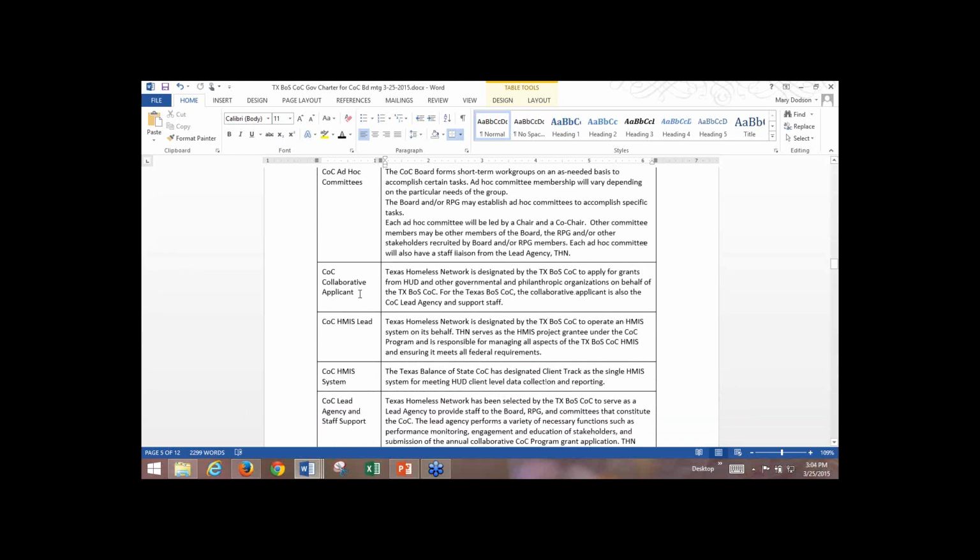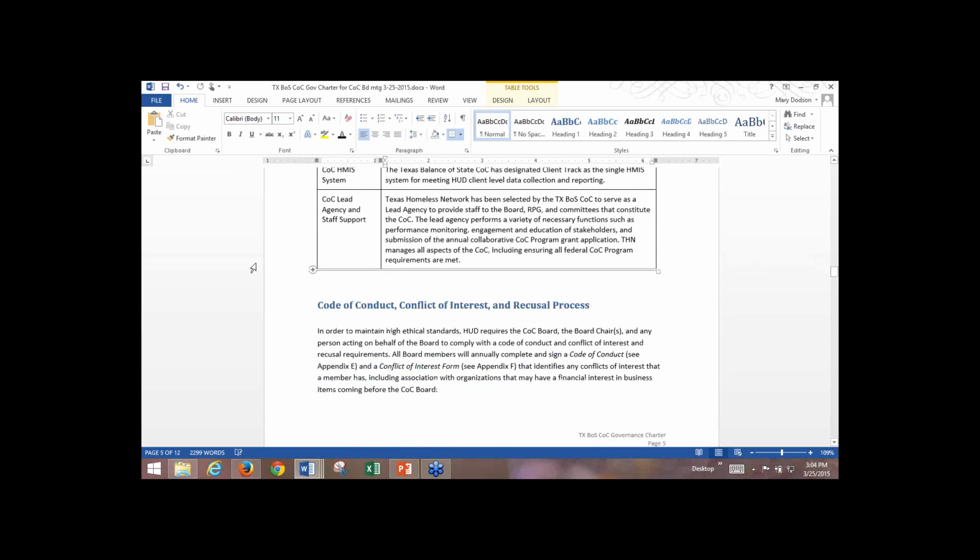Again, THN is the COC collaborative applicant and COC HMIS lead. Our official COC selected HMIS system is Client Track. We have to have that in our charter. And THN currently serves as the COC lead agency and provides staff support. So those are all the groups represented in the governance structure.